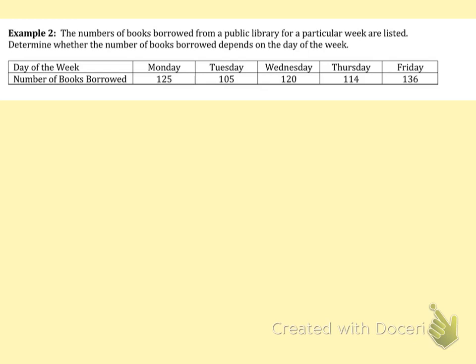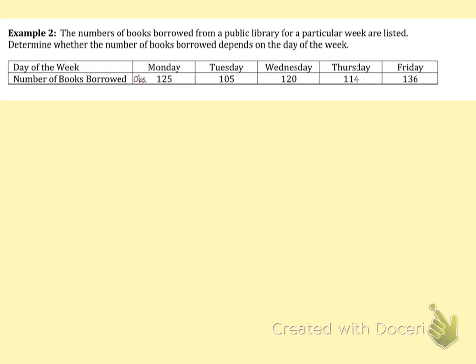So this is example number 2 from Chapter 19 in your Unit 3 student packet. It says the numbers of books borrowed from a public library for a particular week are listed. Determine whether the number of books borrowed depends on the day of the week. So first notice that this has been split up into categories based on the day of the week, and we have a count for each category. So these are our observed values, and I don't have a lot of room here to write, so I'm going to write that right here.